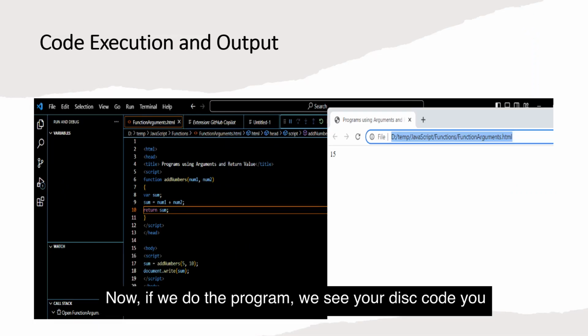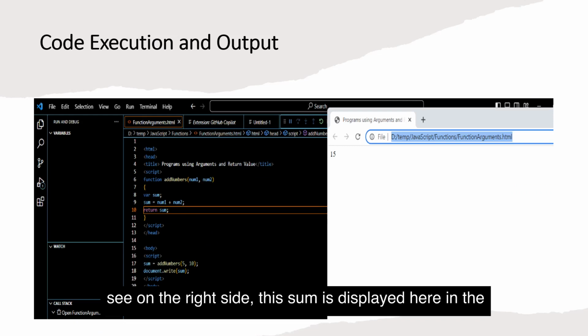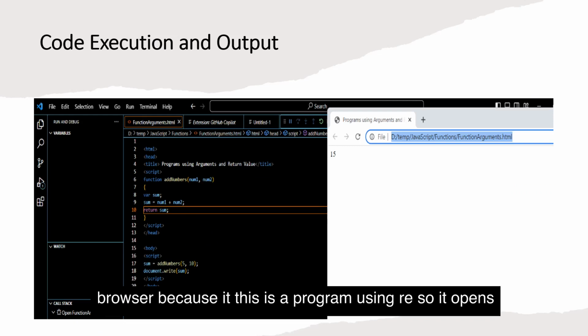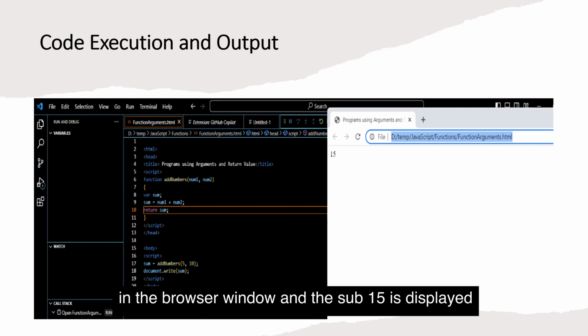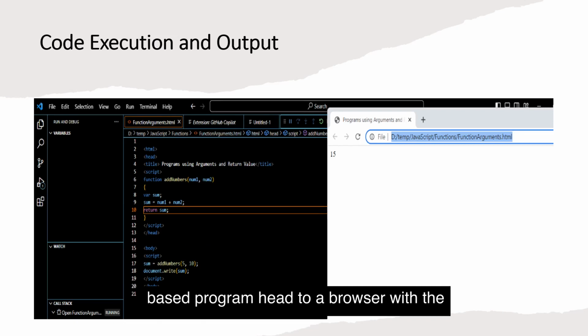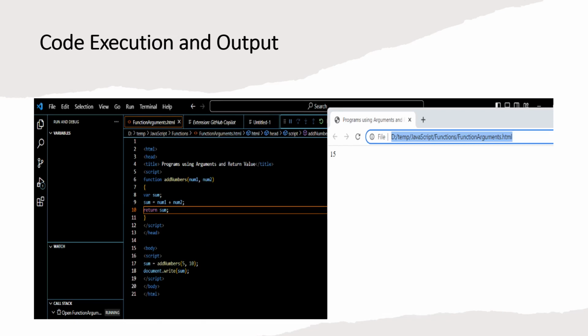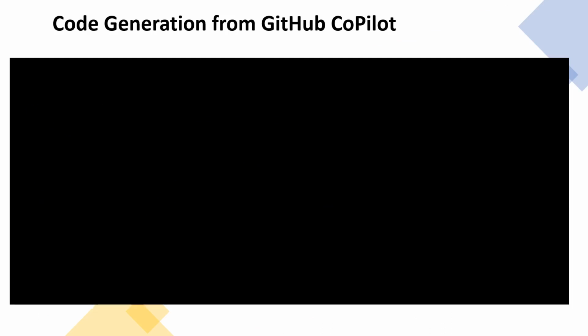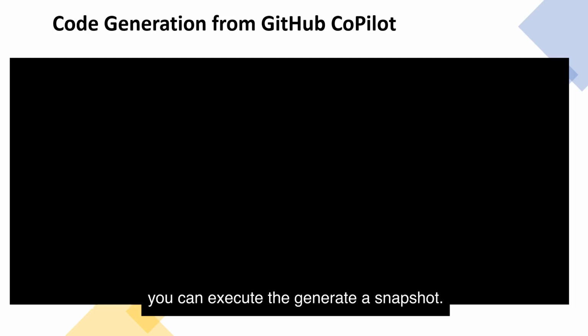Now, if we do the program, we execute this code. You see on the right side, this sum which is displaying here in the browser, because this is a program using HTML. So it opens in the browser window and the sum 15 is displayed. क्योंकि ये HTML बेस्ड प्रोग्राम है, तो ये ब्राउजर विंडो खुलेगी, उसमें आपको इसकी आउटपुट दिखेगी 15, क्योंकि ये सम ऑफ टू नंबर्स है.